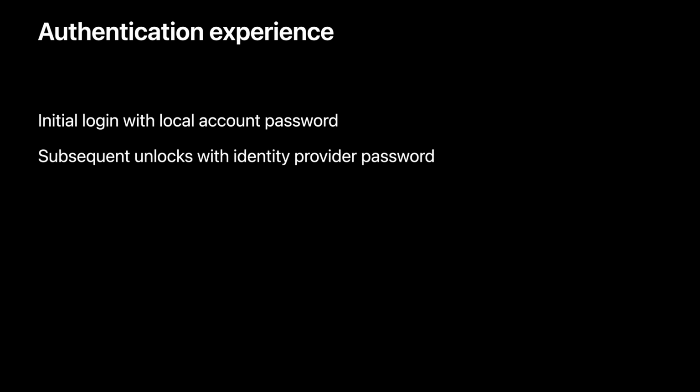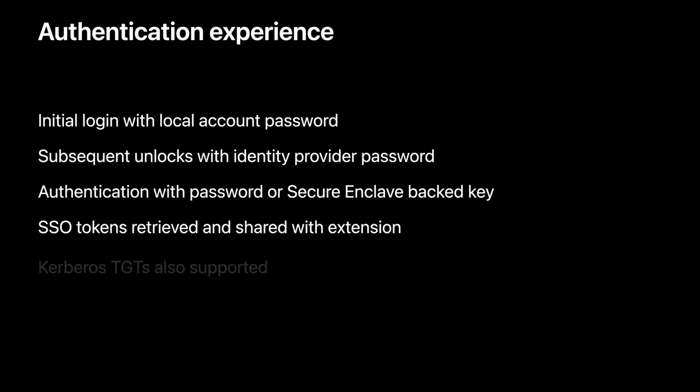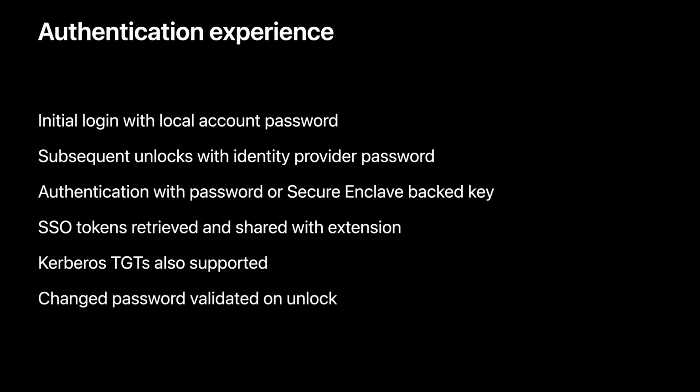Additionally, Platform SSO supports the use of a password or a Secure Enclave-backed key to authenticate with the identity provider. And regardless of the authentication method, the SSO tokens are retrieved from the identity provider, stored in the keychain, and made available to the SSO extension. Kerberos TGTs can also be retrieved, imported to a credential cache, and optionally shared with the Kerberos extension. If the identity provider password changes, Platform SSO will validate that new password with the identity provider on unlock.